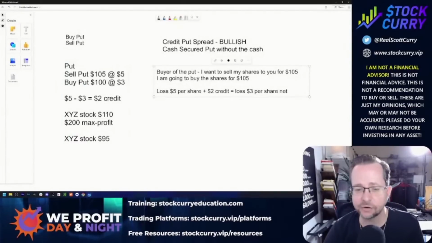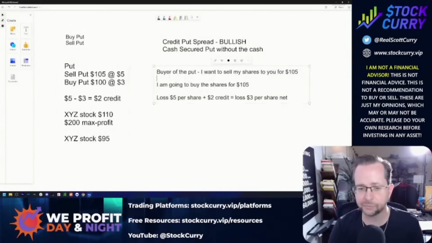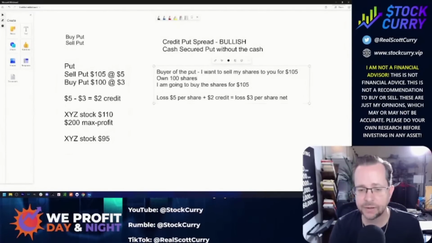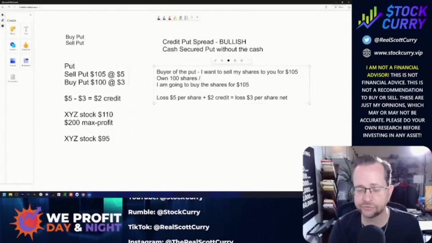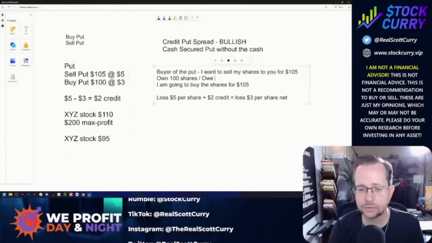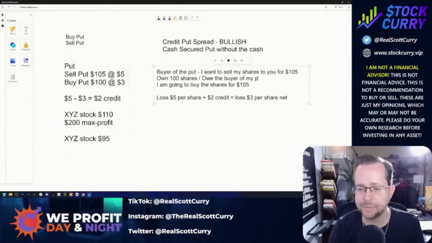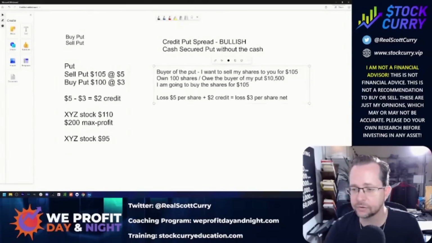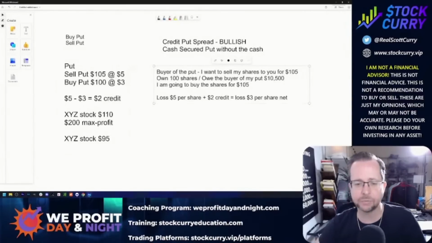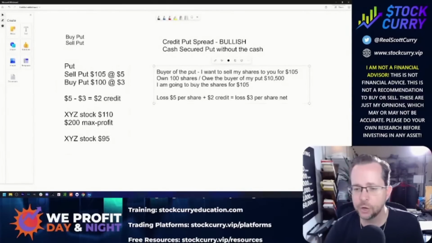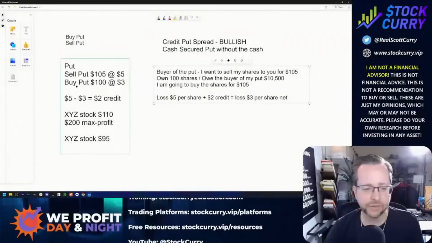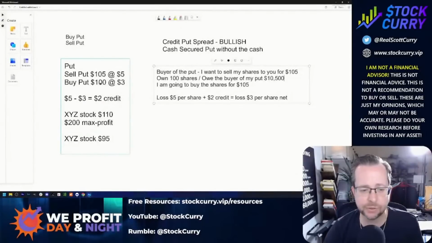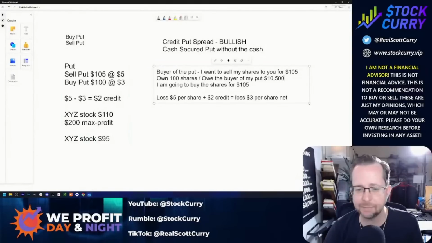So I'm going to take the shares. Now I own 100 shares, but at the same time, I owe 100 shares to the buyer of my puts, $10,500. So now what I'm going to do is take these 100 shares and sell them to the seller of the put I bought.